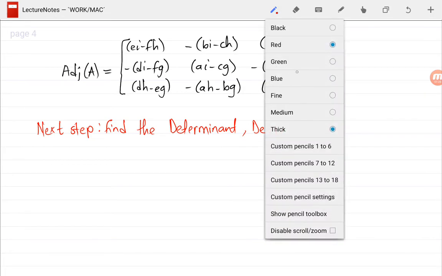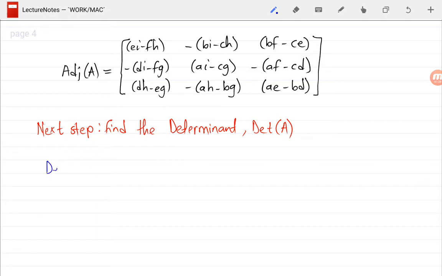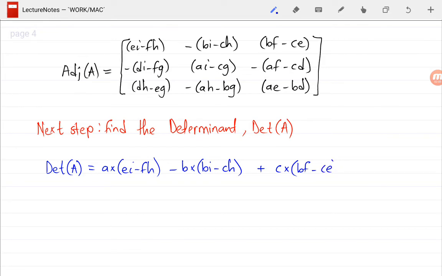So I'm just going to demonstrate it here with the blue pen. The determinant of A can have many ways of arriving at the same answer. So it can be A multiplied by (EI minus FH), minus B multiplied by (BI minus CH), plus C multiplied by (BF minus CE). That's going to give you the determinant. That simply gives you the determinant using the first row. You can use the second row.